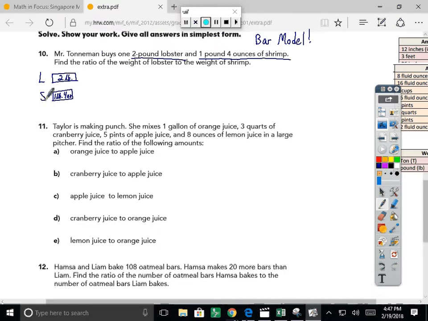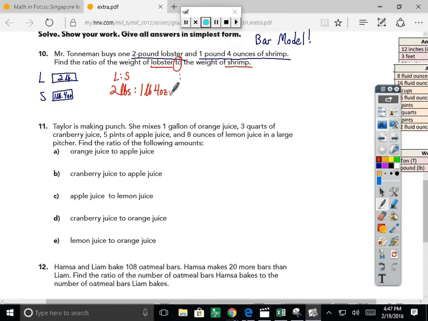Okay. Next they asked me to find the ratio of the weight of the lobster to the weight of the shrimp. So this is my clue. Lobster comes first, to means compare, and shrimp comes last. Well, that's not too bad. That means L to S, or lobster to shrimp. That means 2, oops, I just got myself in trouble here. I better label that because I noticed we're working with some different units. That means 2 pounds, easy for me to say, compared to 1 pound 4 ounces of shrimp.